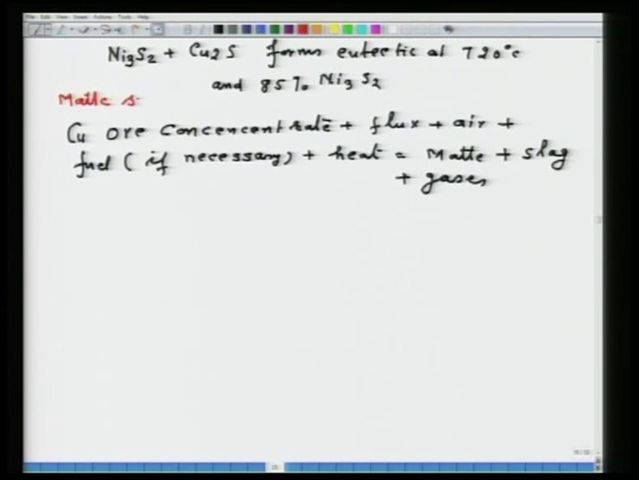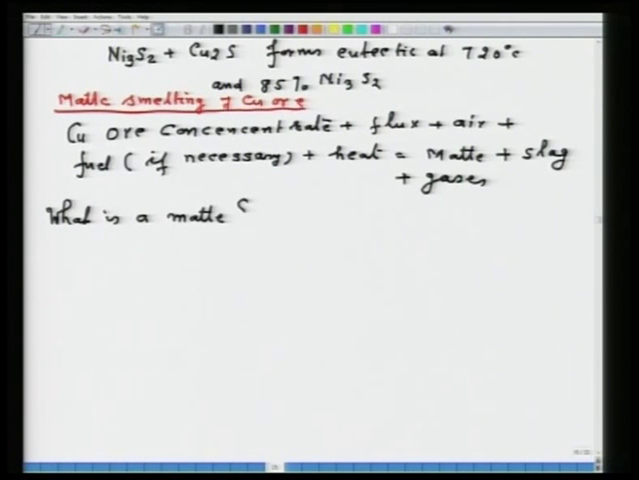Now, this is what I am referring to as matte smelting of copper ore. That is the subject matter of the following lecture. Now, what is a matte? Already I have said, in connection with the copper smelting, the matte is a molten mixture essentially of Cu2S plus FeS.